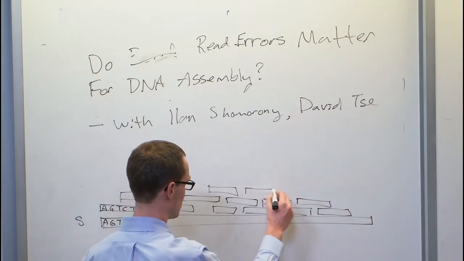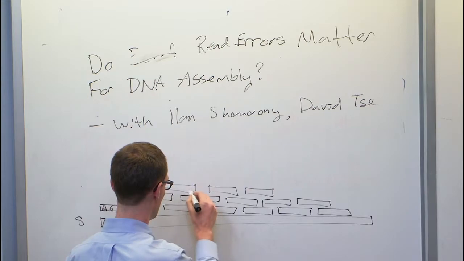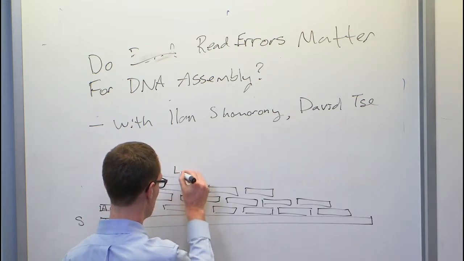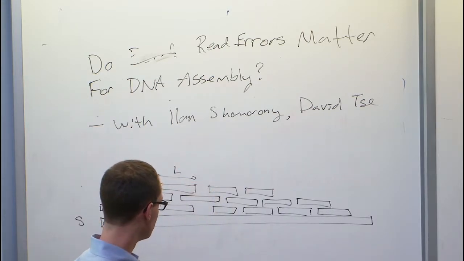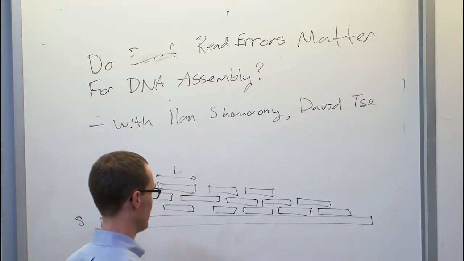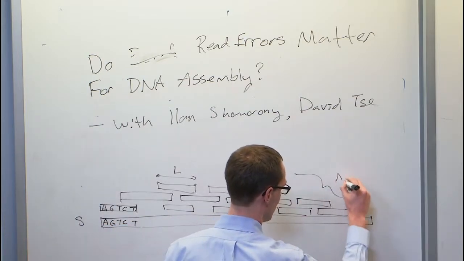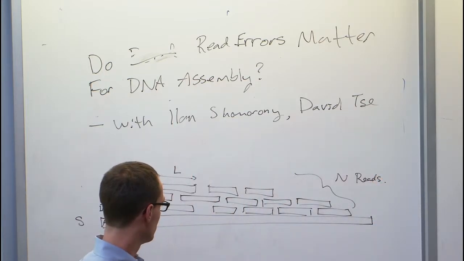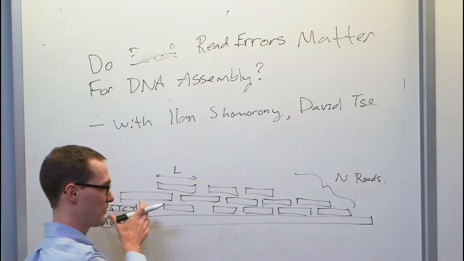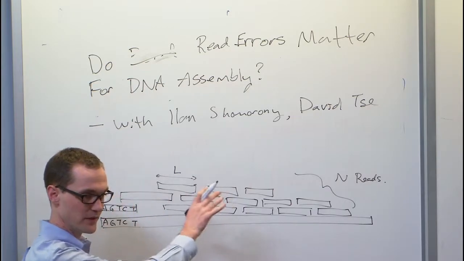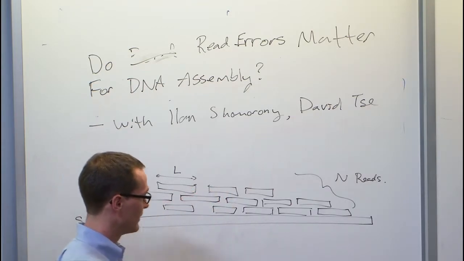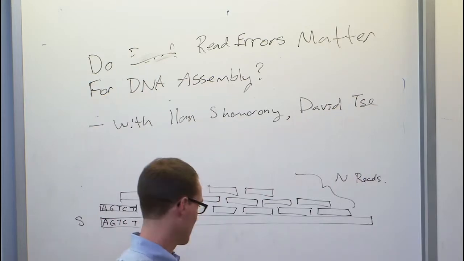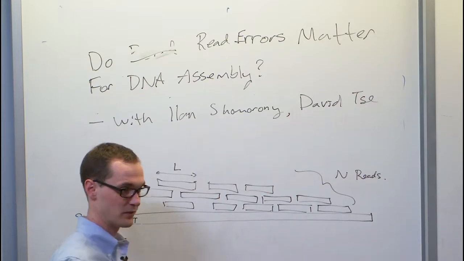So for the purposes of this talk, we'll just assume they are all the same length L, and I'll say n reads. Okay, so your goal is to take a basket filled with these reads, these short fragments, and then somehow put them all together and try to determine what this underlying sequence is that would have generated these reads.